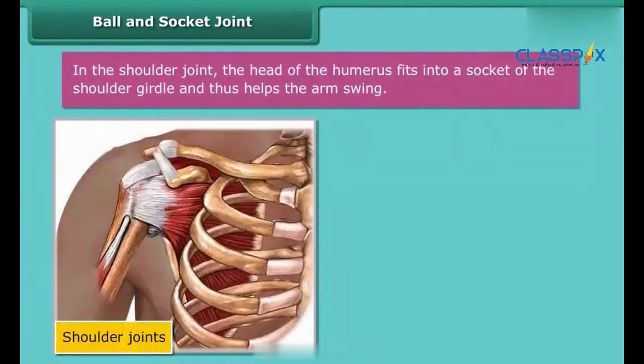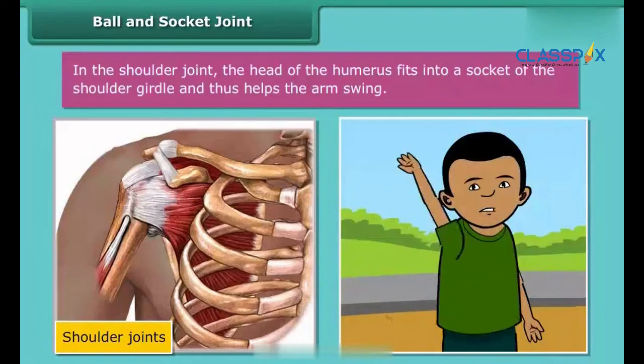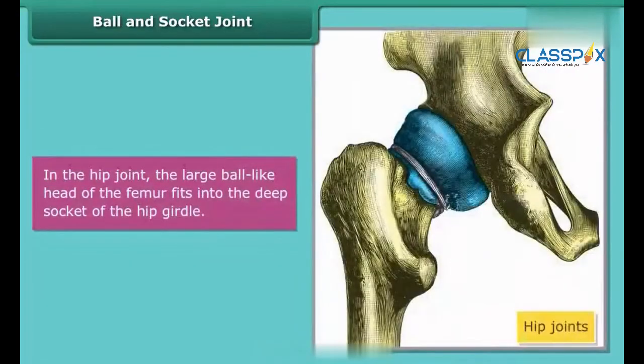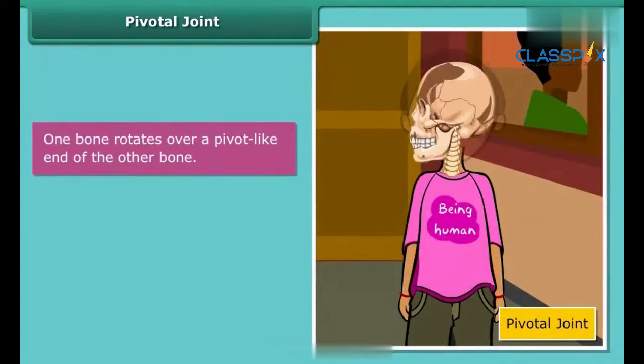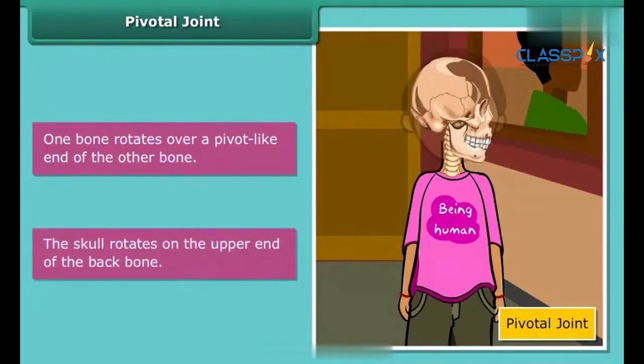In the shoulder joint, the head of the humerus fits into a socket of the shoulder girdle and thus helps in arm swing. In the hip joint, the large ball-like head of the femur fits into the deep socket of the hip girdle. Pivotal joint. In this type of joint, one bone rotates over a pivot-like end of the other bone. For example, the skull rotates on the upper end of the backbone.